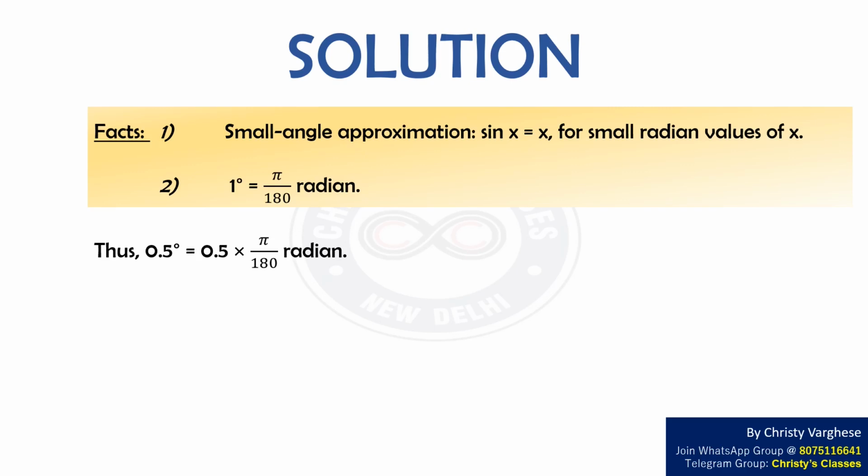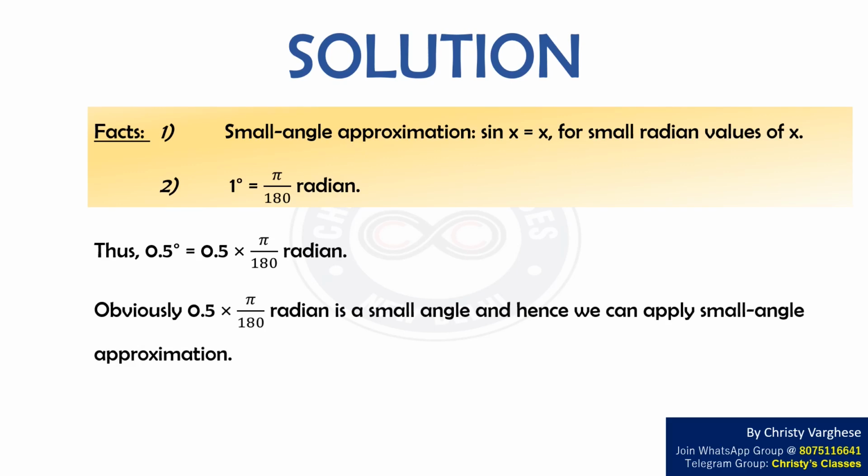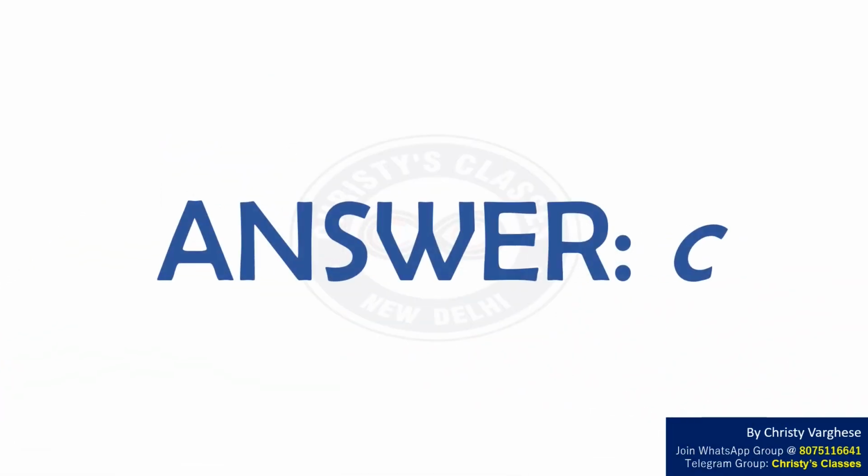Obviously, 0.5 × π/180 radians is a small angle, and hence we can apply the small angle approximation. Thus, sin(0.5 × π/180) equals 0.5 × π/180. Hence, option C is the right answer to the question.